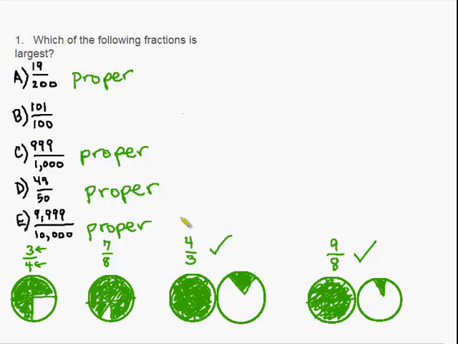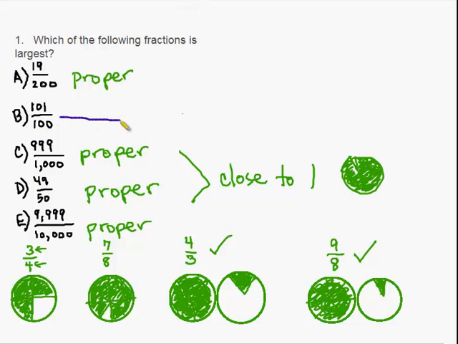Now, in the case of C, D, and E, these are all pretty close to 1. However, we know that even though they're really close to 1, they're still less than 1 because they are proper fractions. It doesn't matter how close to 1 they are, we know that they never actually get to 1. They never reach 1.